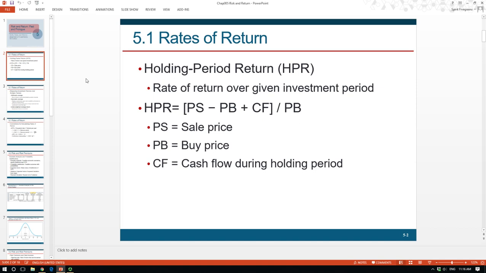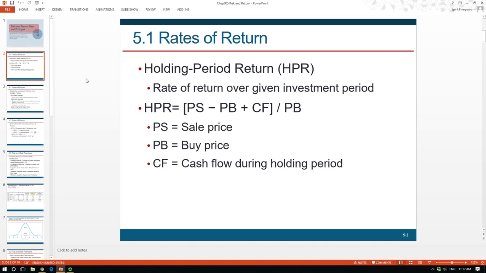Here, the equation shows you that there are two different parts of your return. The first one is capital gain, which is the difference between sales price and buy price. If you buy low and sell high, you get a certain amount of capital gain. But don't forget, you have another stream of investment income, which is cash flow, that you can get from the security that you hold.